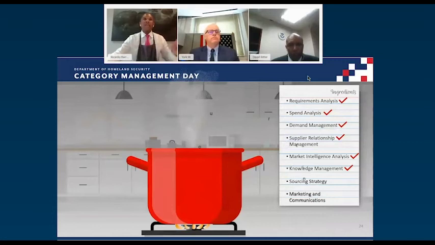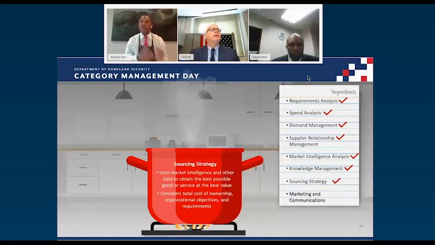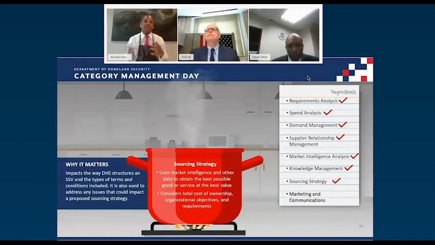And I know this one is kind of gray when we talk about sourcing, because a lot of people, when they say sourcing, they just think of a contract vehicle. It's not necessarily just a contract vehicle when we think about sourcing, but it might get there. So let's define it first. Sourcing strategy is a fact-based approach, keyword there, fact-based approach to using market intelligence and other data with the goal of obtaining the best possible good or service at the best value for the organization.